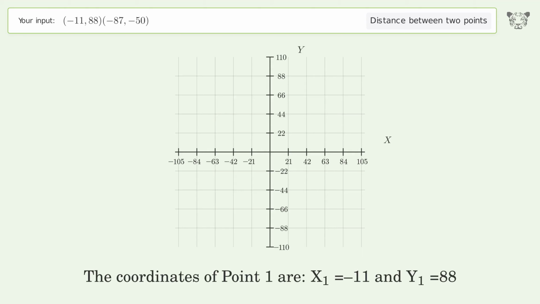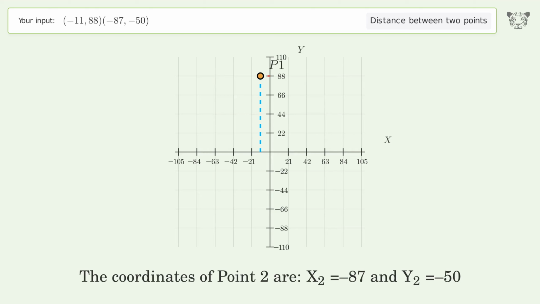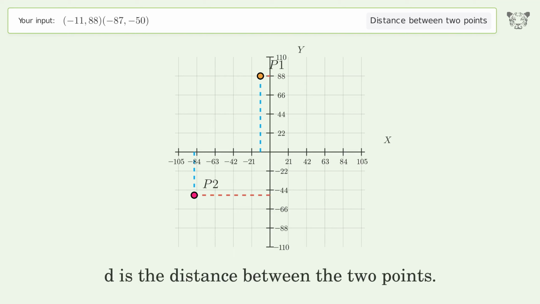The coordinates of point 1 are, x1 equals -11 and y1 equals 88. The coordinates of point 2 are, x2 equals -87 and y2 equals -50. D is the distance between the 2 points.